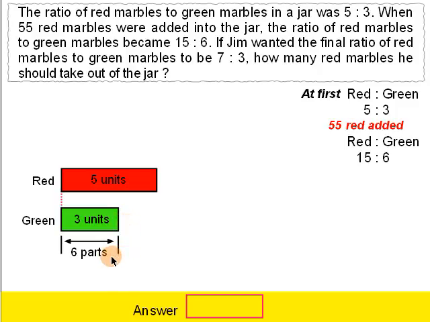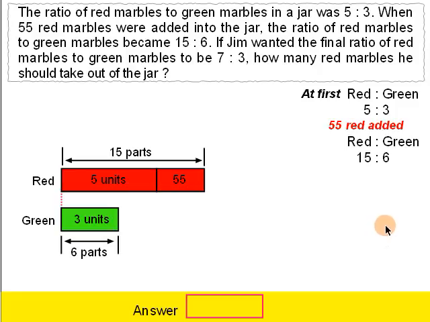But we want to cut into 6 parts. That's all, because the ratio shows 6 here. All right. What about the red? Initially it was 5 units, but when 55 more marbles were added in, it becomes 15 parts according to the ratio. Sorry, when 55 were added in, the 5 units became 15 parts.